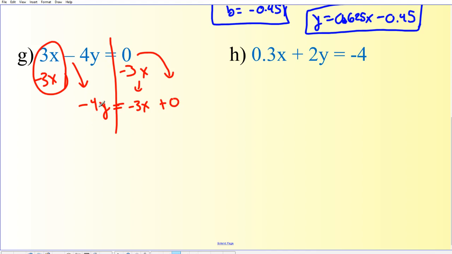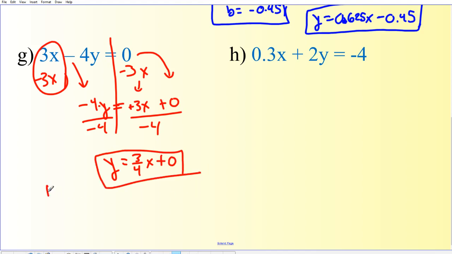Then to get the y by itself, since this is a multiply, we're going to divide both sides by negative 4. And we get y equals, this fraction actually can be simplified. Negative 3 over negative 4 can simplify because my negatives would both cancel out, giving me a positive 3/4 x. And 0 divided by negative 4 is still 0. Equation, slope, 3/4. Intercept, 0.